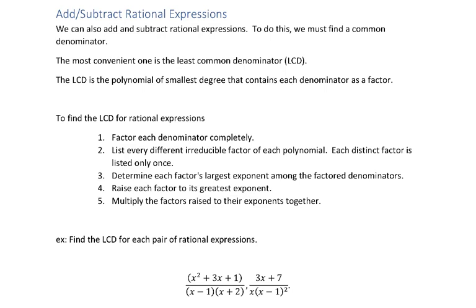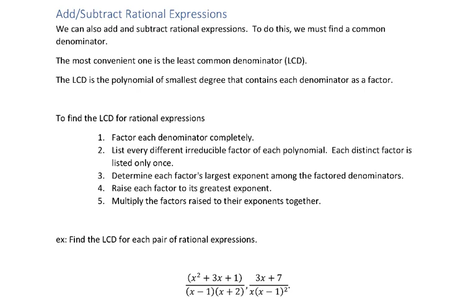Now, which common denominator do you get? I mean, there really is theoretically more than one choice, but the most convenient one is the LCD, the least common denominator. And I wrote out over here what that is. Again, it's the polynomial of smallest degree that contains each denominator as a factor. I did write out a procedure for obtaining it.